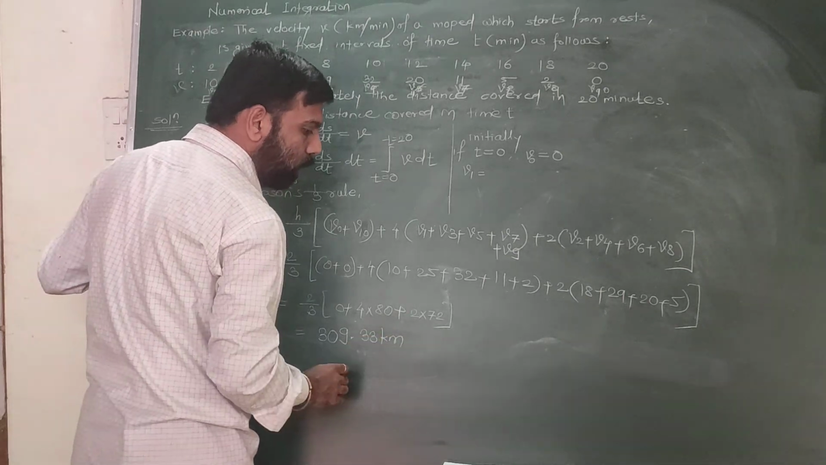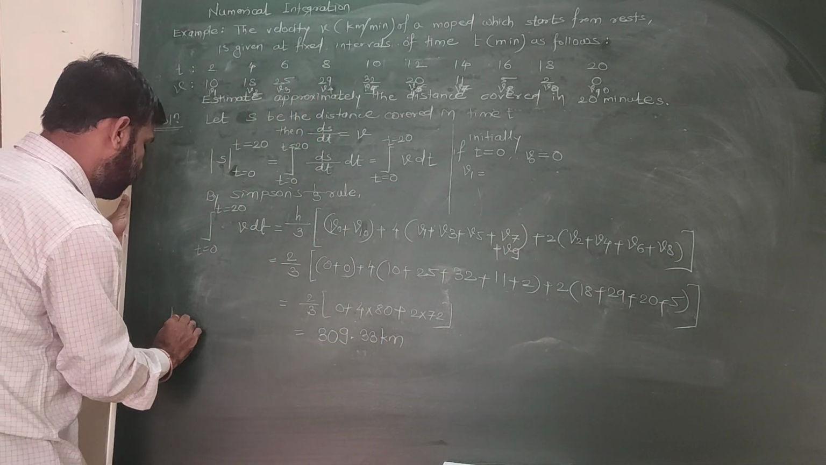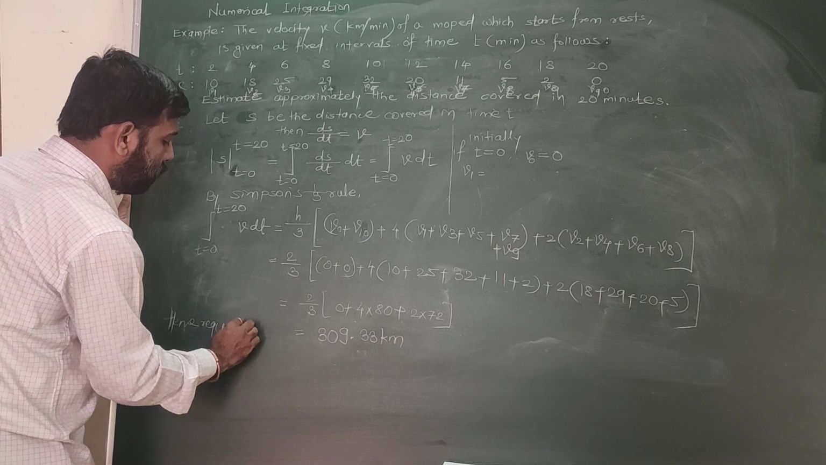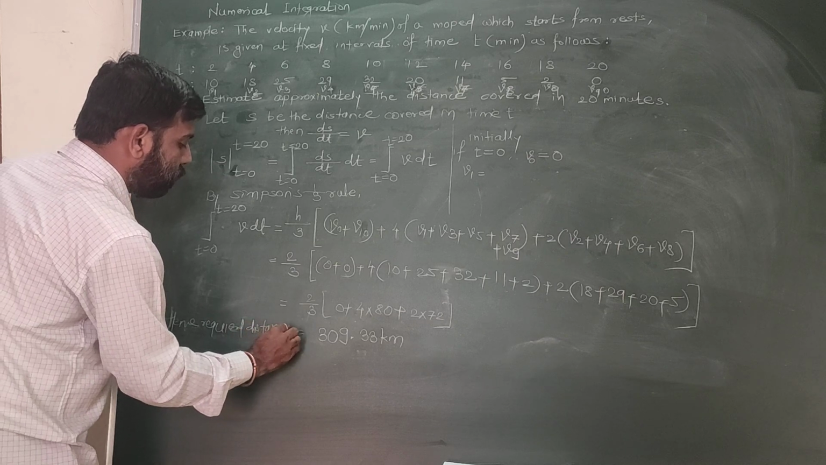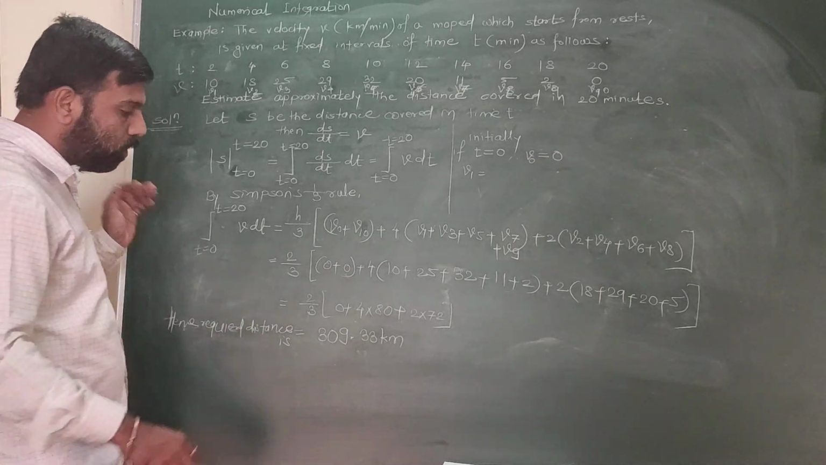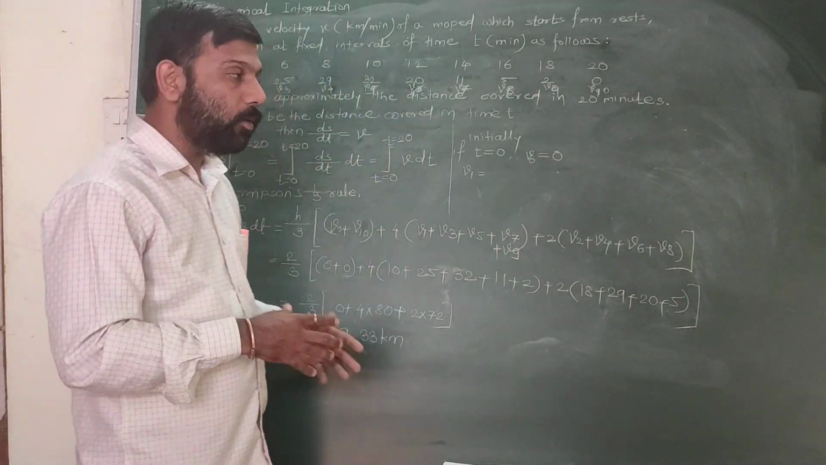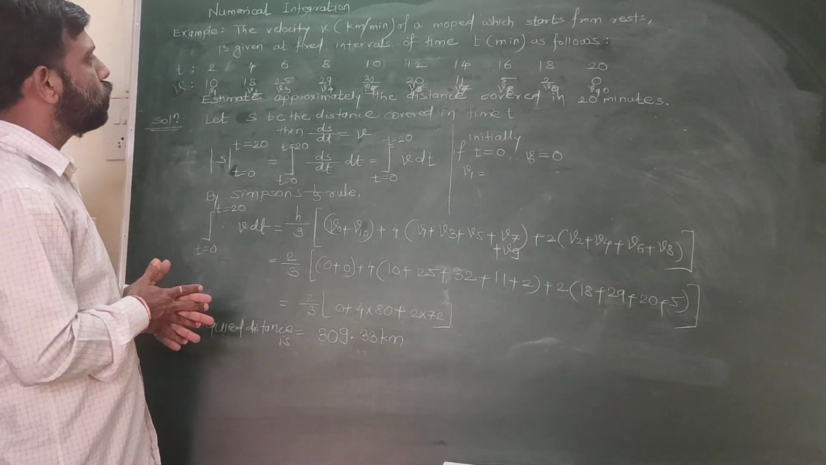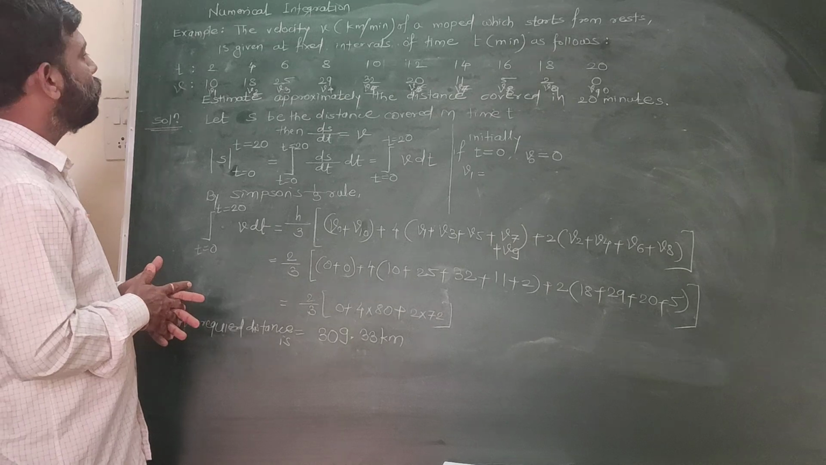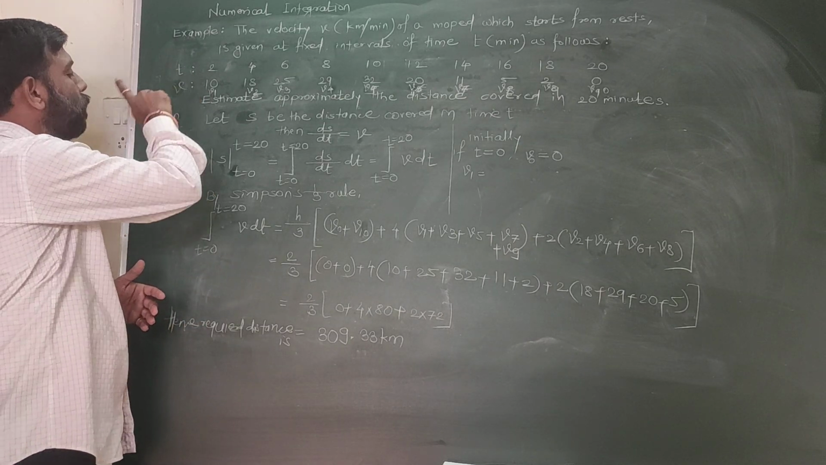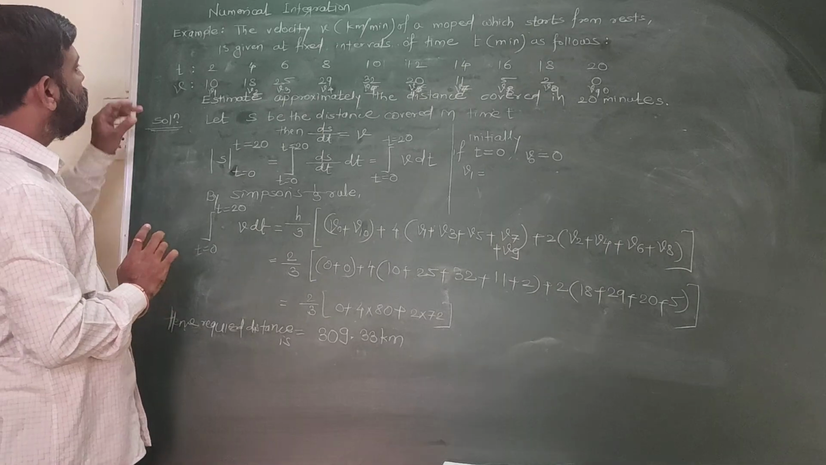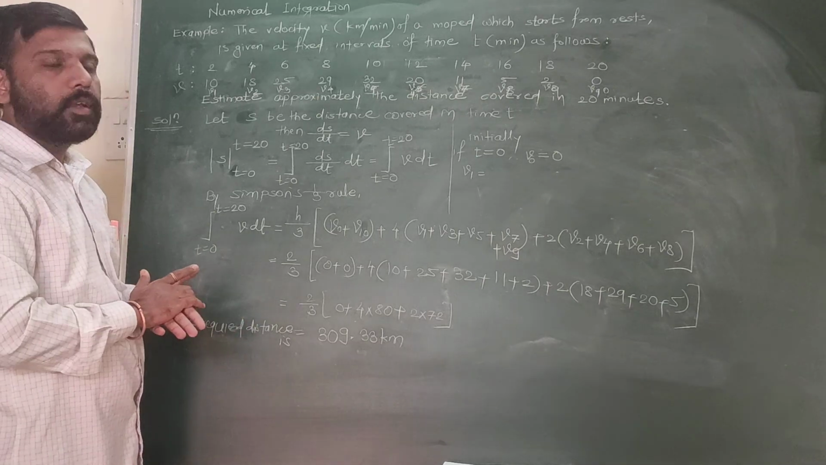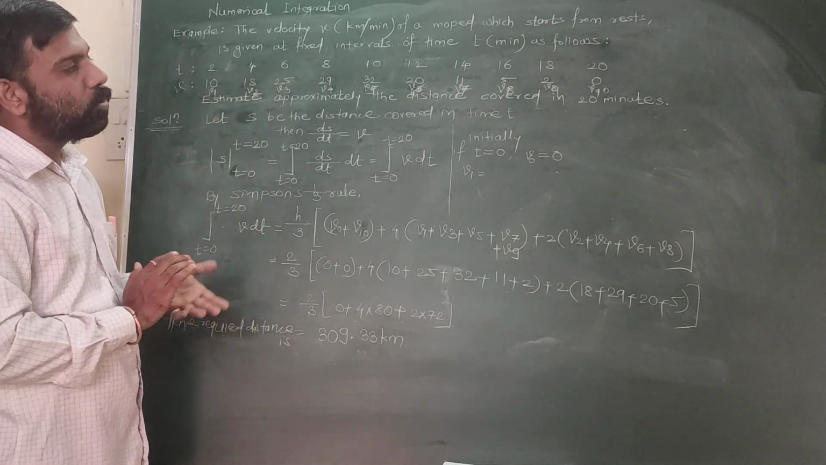The output is 309.33 kilometers. This is the required, hence the required distance is 309.33. So this is the problem that we have discussed by using Simpson's 1/3 rule. This becomes the application of Simpson's rule. In this we have three parameters: velocity, time period and distance. These two entries are given to us in tabulated form, and we find the distance covered in the time period t equals 0 to t equals 20.